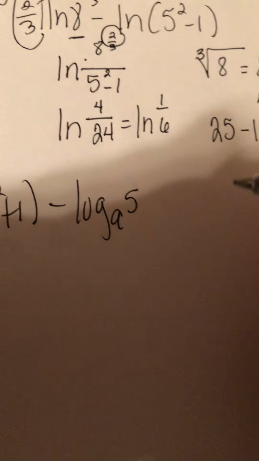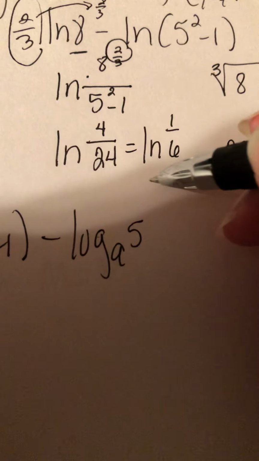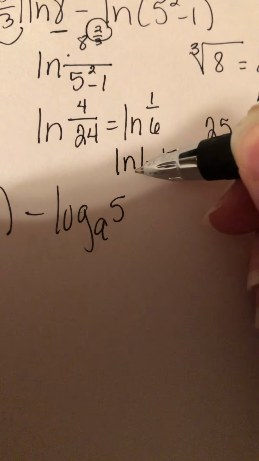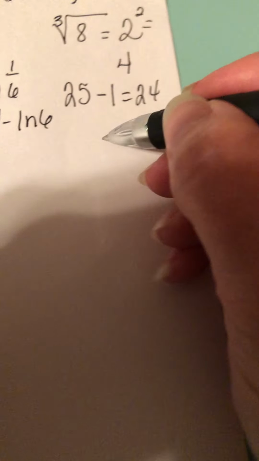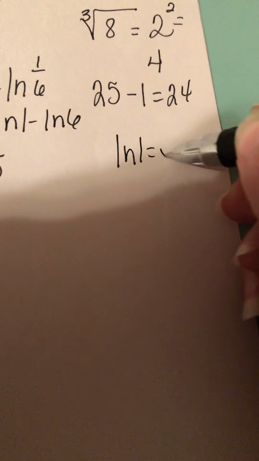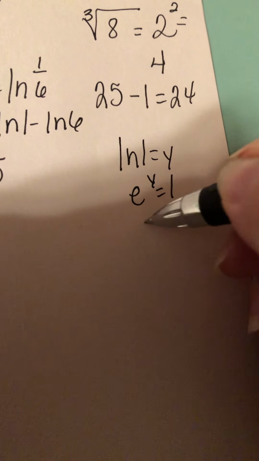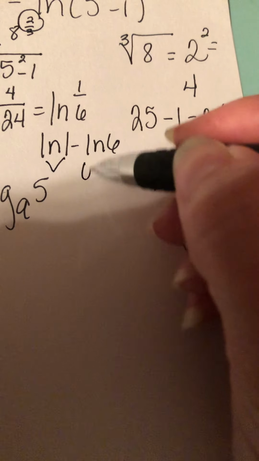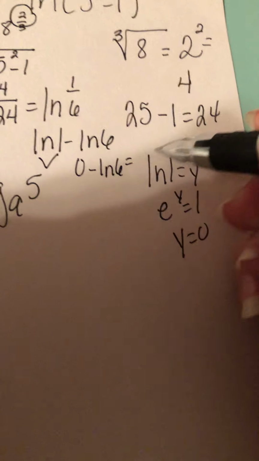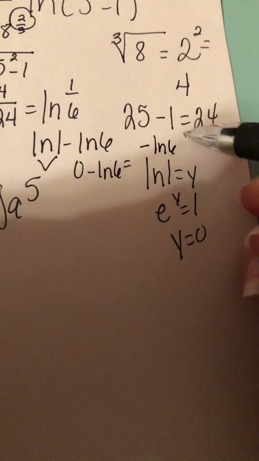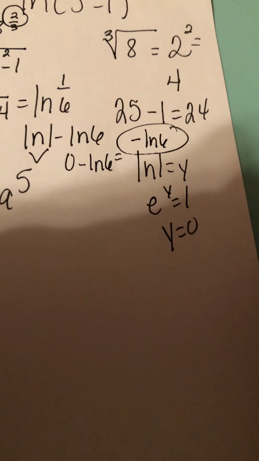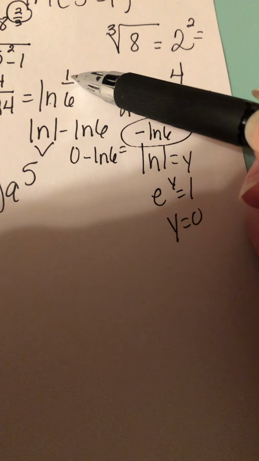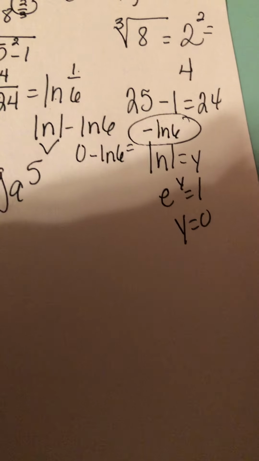I must have thrown those other papers away. But if you break this back apart into numerator and denominator, the natural log of 1, you can think of it this way. That's e to the y equals 1, so y equals 0, right? So the natural log of 1 is 0, and 0 minus the natural log of 6 is the negative natural log of 6. So we had to think outside the box on that one just a little bit, okay? So anytime you have natural log of 1 or the log of 1, it equals 0.